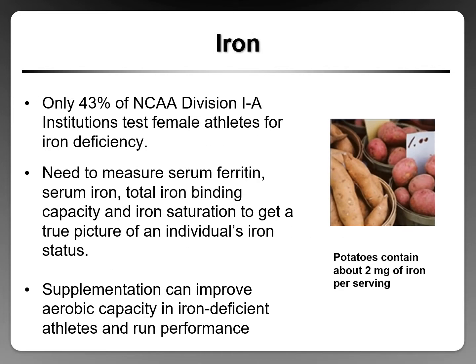Iron, as we had talked about, is an important piece in your VO2 max, blood transport of oxygen, and normal red blood cell production. And if we look at the NCAA Division I institutions, only 43% of those institutions regularly test female athletes for iron deficiency. And you may be asking, well, why is female athlete an important thing to note? If you remember, female athletes, and we'll talk about this in the last chapter of the text that we'll be discussing this semester, are going to have menstruation, so losing significant amounts of blood in a monthly cycle.